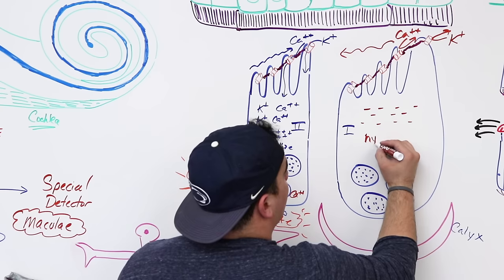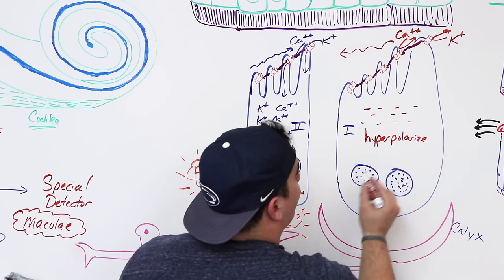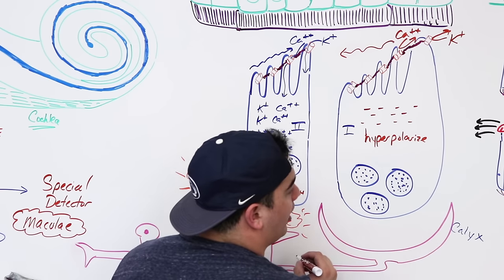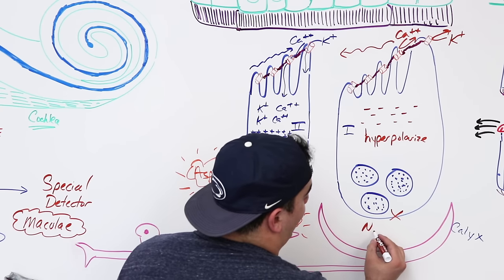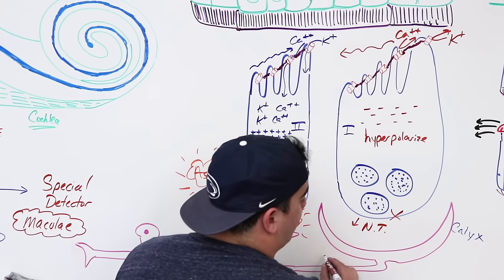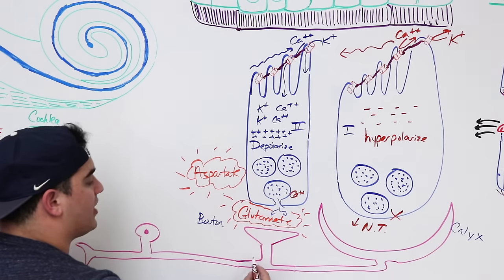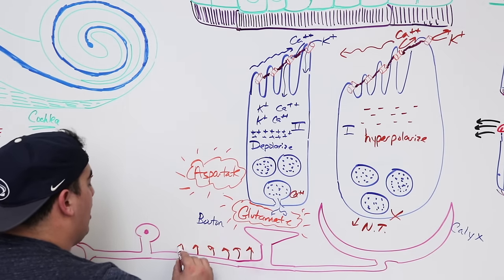It might even hyperpolarize. If it hyperpolarizes, are you going to be able to cause the fusion of these vesicles with the cell membrane? No. So this doesn't happen. Do you release any neurotransmitters out in this area like glutamate or aspartate? No. What's going to happen to the action potentials? Pretty much none, right? Whereas over here, what's going to happen to the action potentials? You're going to have lots and lots of action potentials.